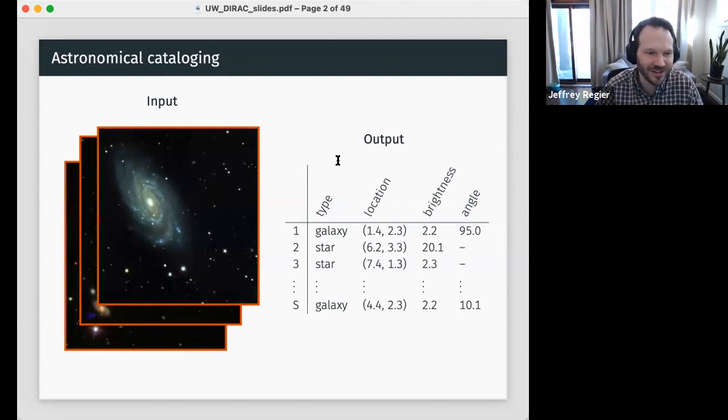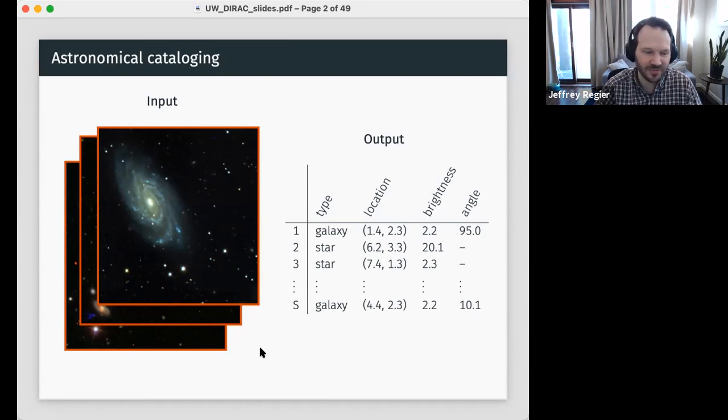In cataloging, you get a collection of images from telescopes as the input, such as this one on the left here. And the desired output is a table that lists all the different stars and galaxies in those images, along with certain properties that describe the stars and galaxies. Location would be a property that you'd find in any catalog. The apparent brightness or flux would be pretty standard for both stars and galaxies.